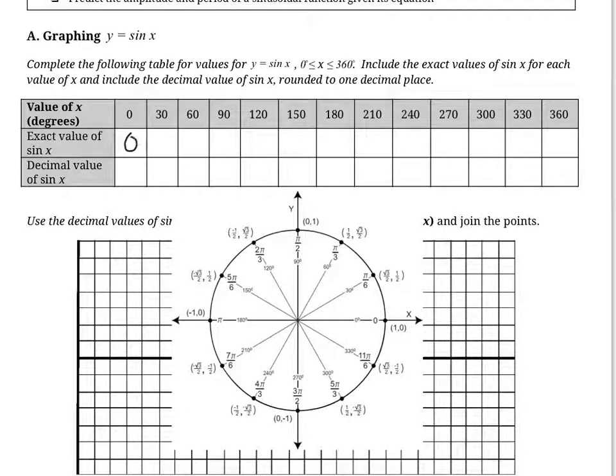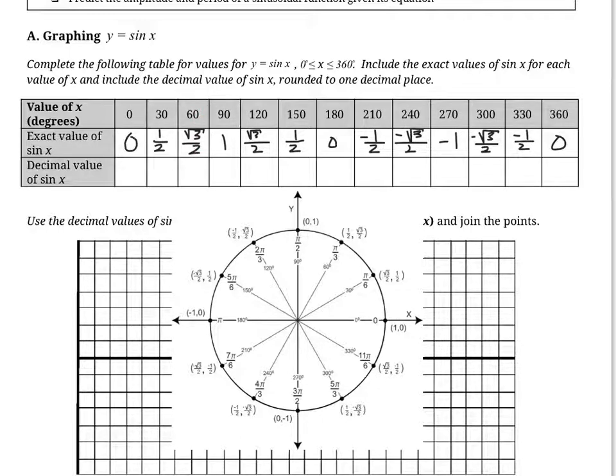The sine of 30 degrees, that's just going to be a half. The sine of 60 degrees is going to be root 3 over 2. And the sine of 90 degrees is going to be 1. So go ahead and complete the first row of this chart on your own. So now that you've got your chart complete, it's hard to graph the point 60 and root 3 over 2.